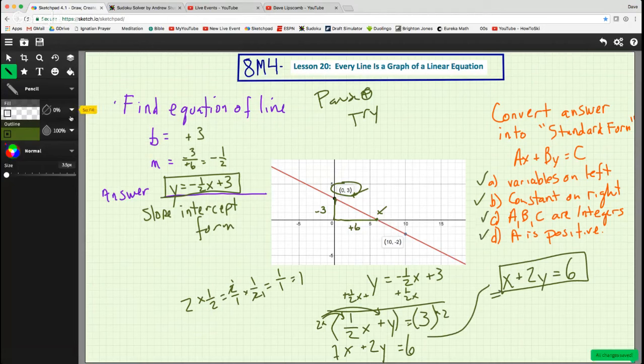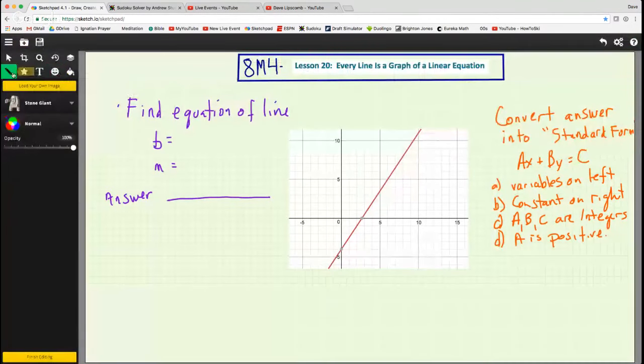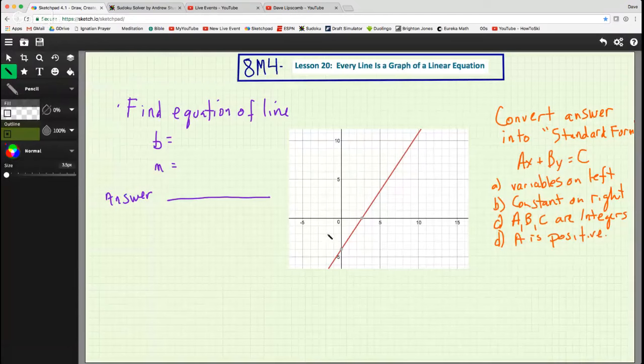Good. Happy cat? Happy cat. All right, finally, one more, and then we're done. So pause and try, and this will be it.